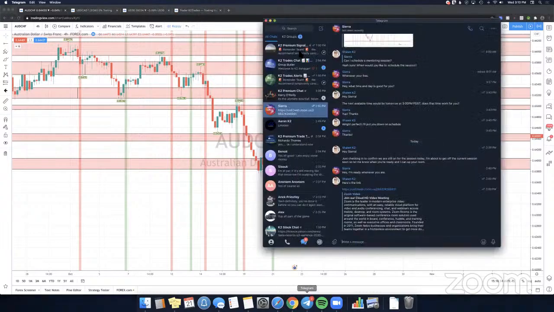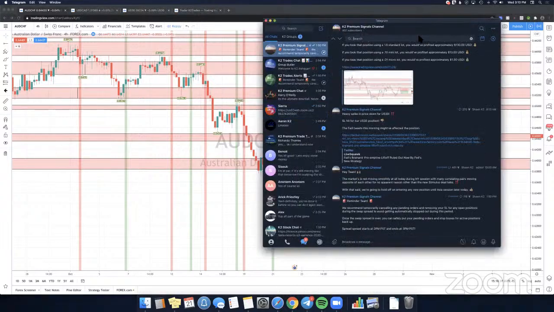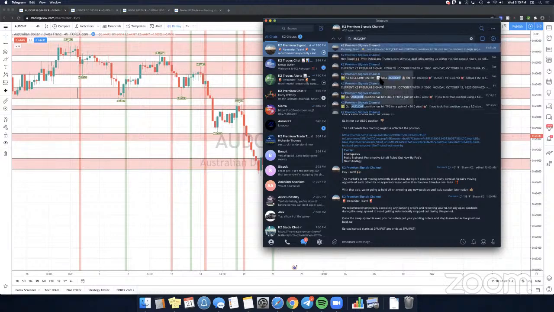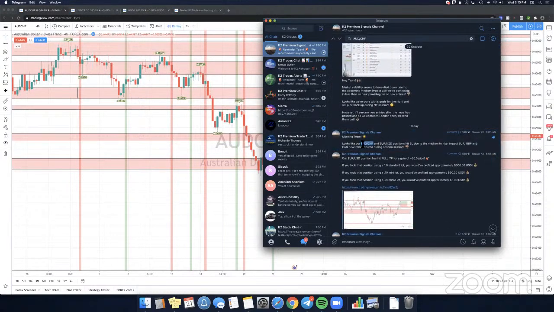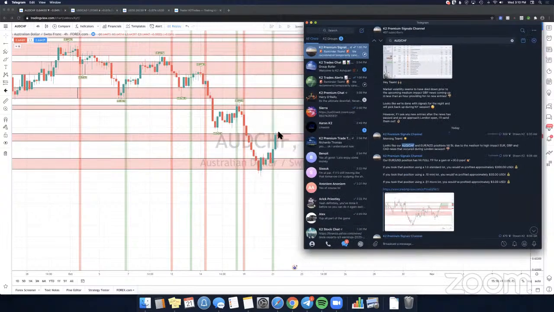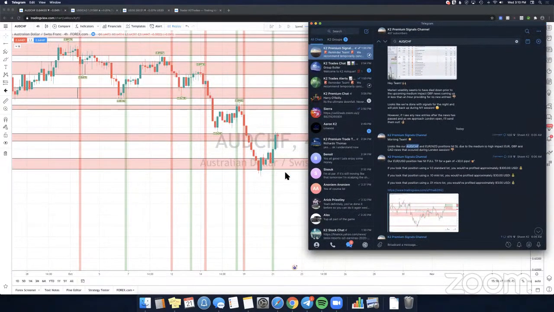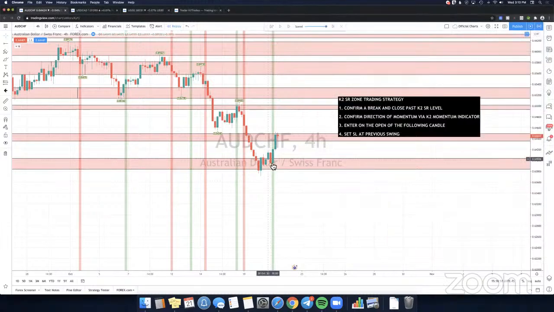Let me see. We did take the AUD CHF that hit stop loss. And I think that was when the market was just acting weird. Yeah, so it looks like that was a trade that I did call. I actually called this trade, but on the 4-hour time frame. But I know yesterday the market was just moving weird. So this is something that we couldn't really predict was going to happen.